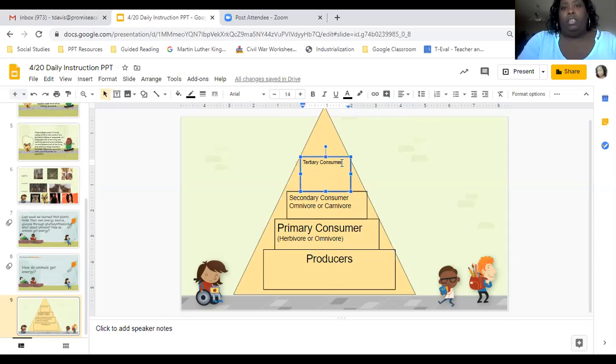It could be another carnivore or it could be a scavenger, or it may not even be a consumer, it could be a decomposer. So say Miss Davis, I had a beautiful plant outside. I'm planting some corn and that would be my producer.